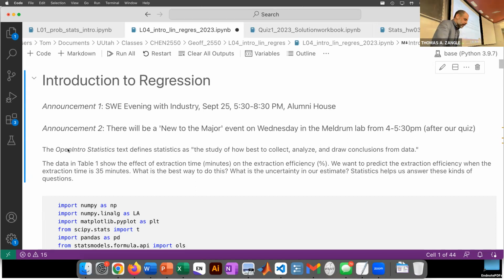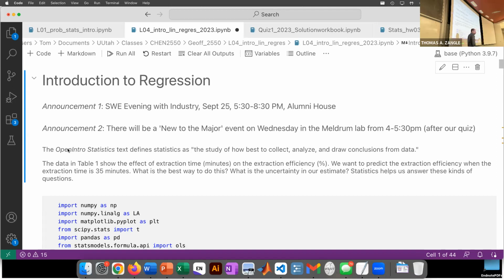Another definition of statistics, I guess we've talked a lot about definitions of statistics, would be the study of how best to collect, analyze, and draw conclusions from data. And linear regressions are one tool that we can use to try to draw some conclusions from data. You've seen on your homework, I believe homework 2, we asked you to plot some data using semi-log axes, and you could see that it was a straight line, and then from that derive what the relationship is, right? From the fact that it looked like it was a straight line.